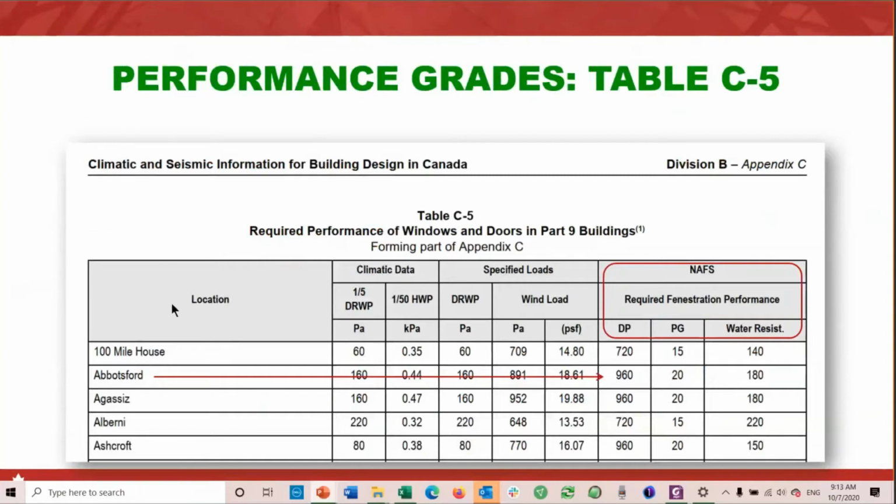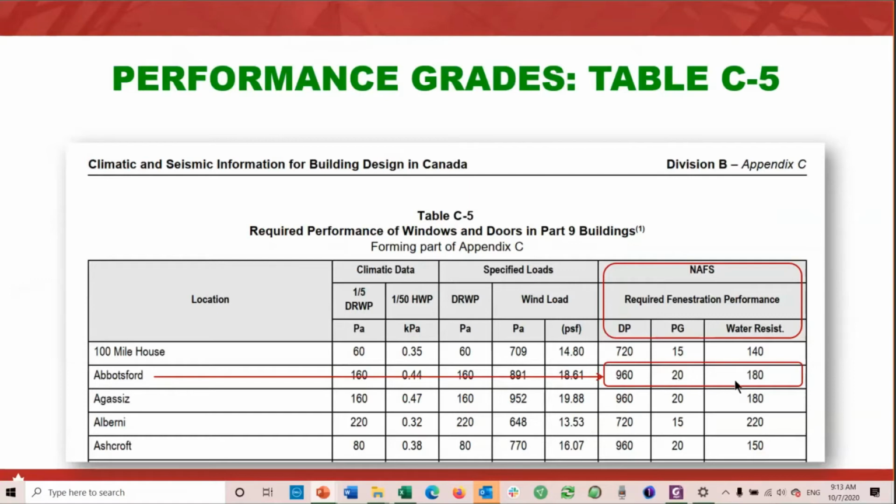Basically, all you have to do is identify your location in British Columbia. If you're in Abbotsford, your required performance ratings are a design pressure of 960, a minimum performance grade of PG20, and a water resistance test pressure of 180.